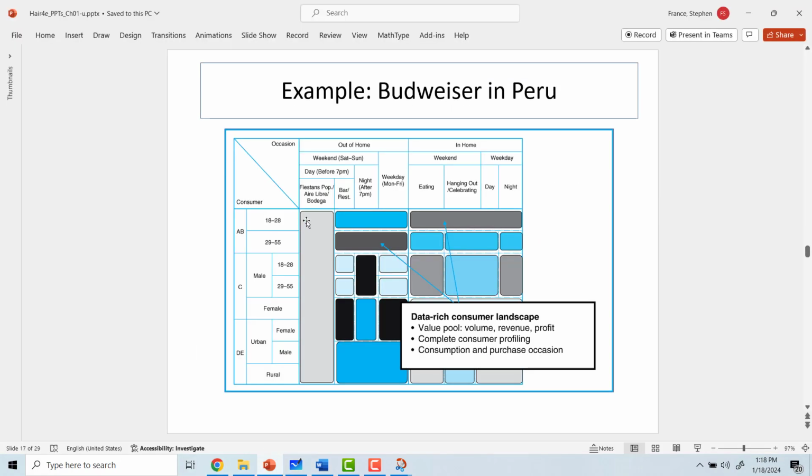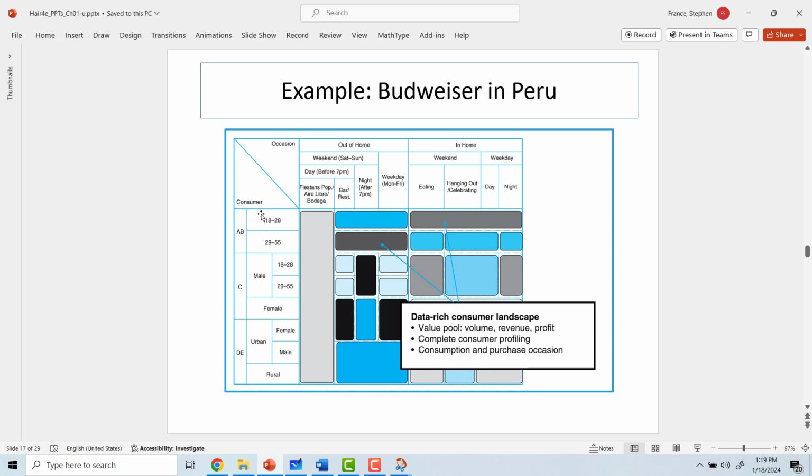Okay, and after my favorite thing, we have a few more examples of segmentation here. This was actually pretty cool. This is actually from the international marketing textbook I've taught out of. It was Budweiser in Peru. This is quite an old example, but we have different kind of consumer groups.